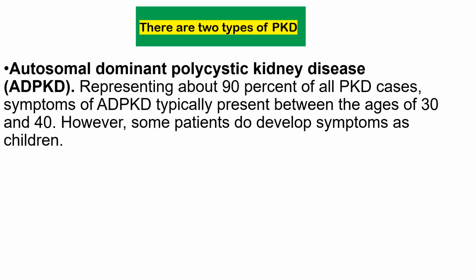And the symptoms of this autosomal dominant polycystic kidney disease typically present between the age of 30 and 40. So if a person suffers from this kind of autosomal polycystic kidney disease, the symptoms mainly appear between the age of 30 and 40. However, some patients do develop symptoms as children. So this is the number one point. You can just write ADPKD in short.